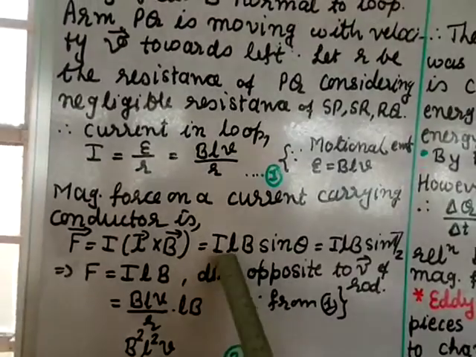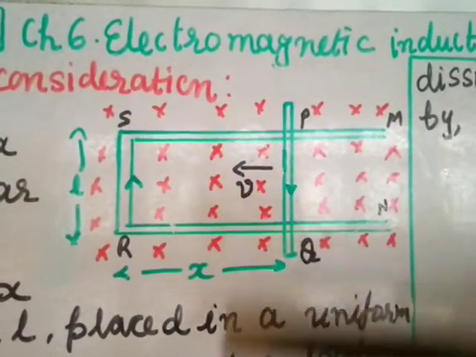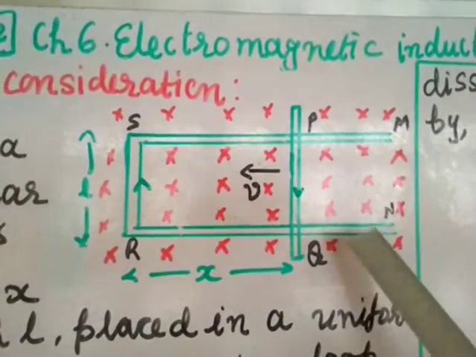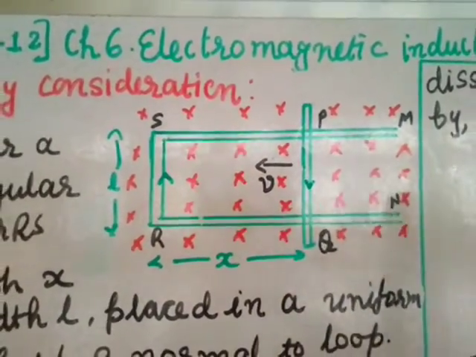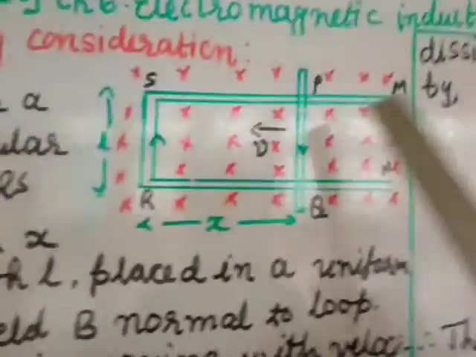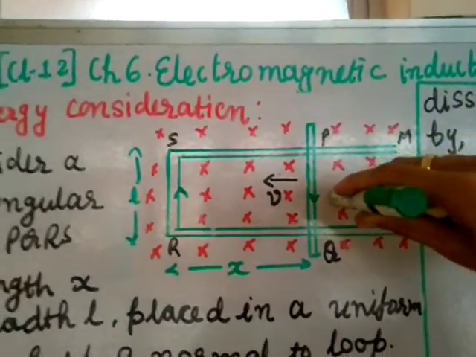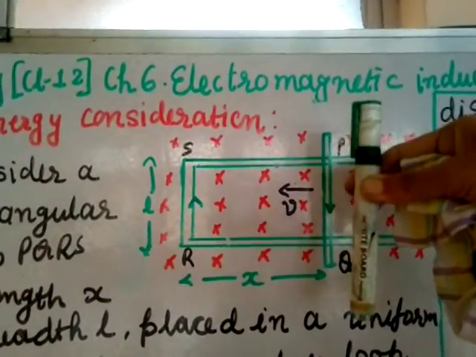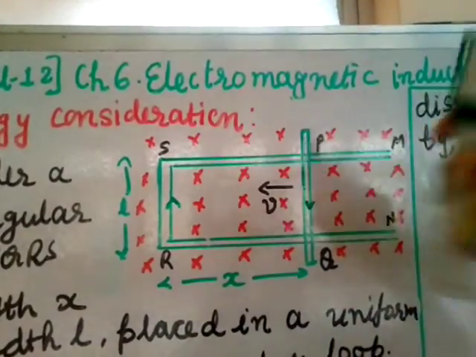Here what is L? L is the length of PQ. So the length of PQ is the same as the breadth of the loop, that means L. The magnetic field is going inside and the induced current is I. Now let us see. Here the magnetic field is inside, and the conductor is like this, that is length L. So the angle between L and B is 90 degrees.